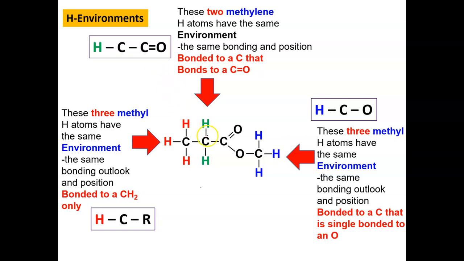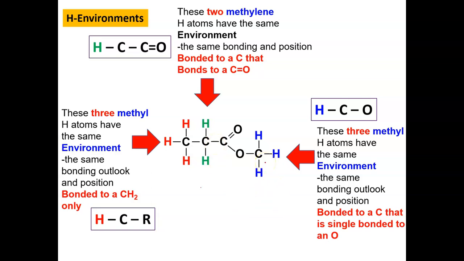Of course, there are 2 methylene H's shaded in green, and as you can see, they are different from the red or blue methyl H's because they're in a different environment. The CH2 group is bordered on one side by the red methyl group, and is bordered on the other side by the carbonyl group.